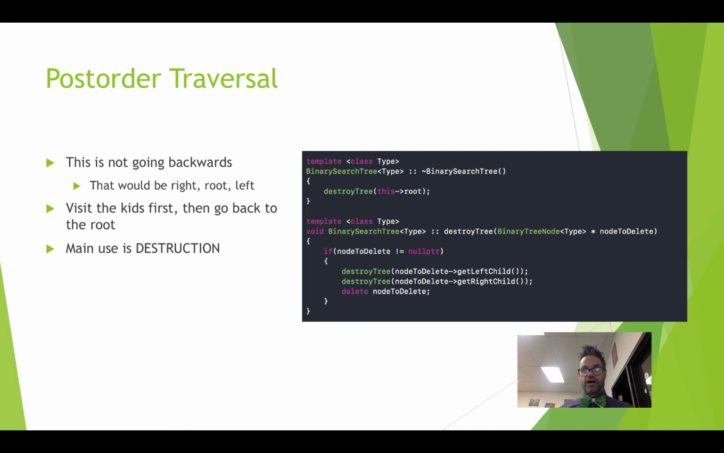However, the main use of a postorder traversal is destruction. As you can see right here in our destructor call, I'm going to call destroyTree, my postorder traversal method, that goes through passing it the root, and as long as the node to delete is not a null pointer, I'm going to destroy its left child, then it destroys the right child, and then I'll delete the node. And my tree's gone.